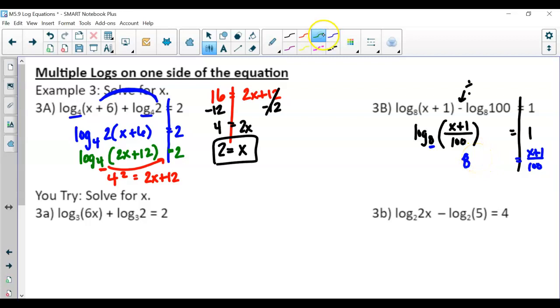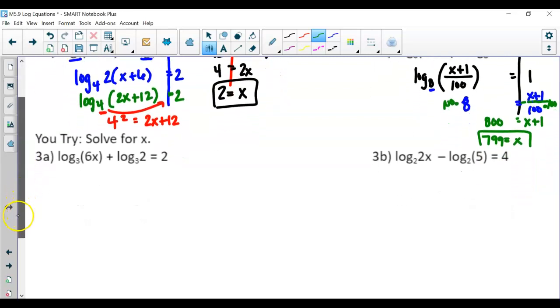So now we're going to go through and solve. See how we have the fraction? Get rid of that. If I'm dividing by 100, multiply both sides by 100. So now I've got 800 is equal to x plus 1. Subtract 1, you get x is equal to 799. So again, with multiple logs, you have to first condense them using our properties, then convert and solve for x. So go ahead and pause the video now and try the two you-tries on your own.